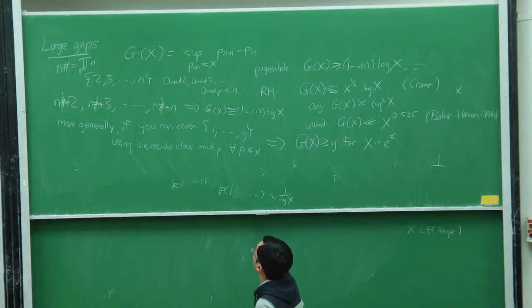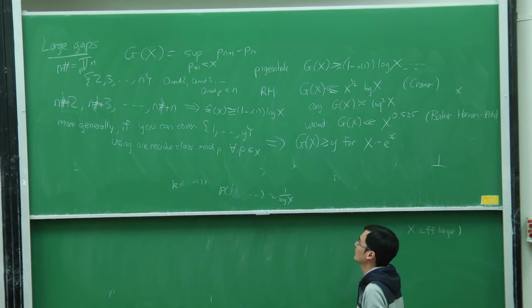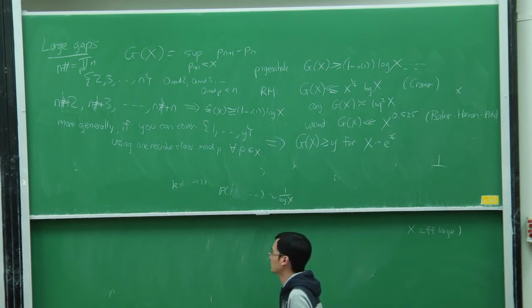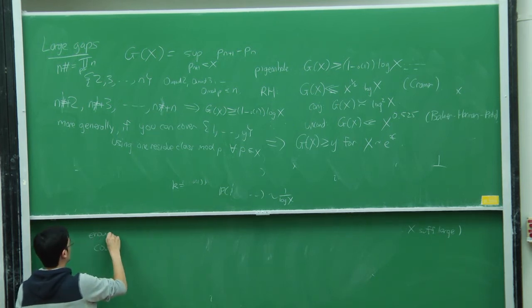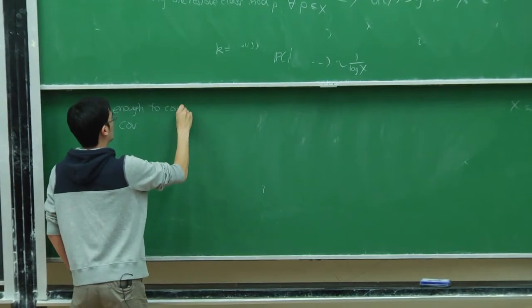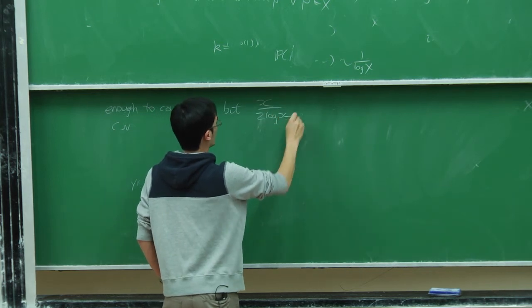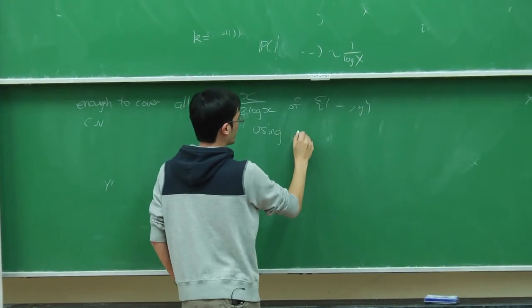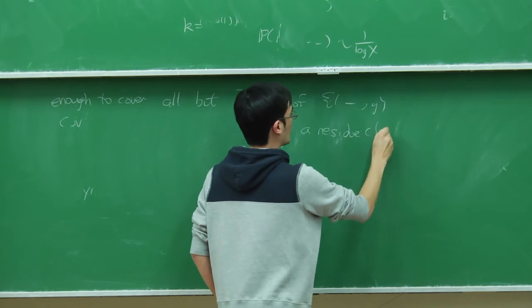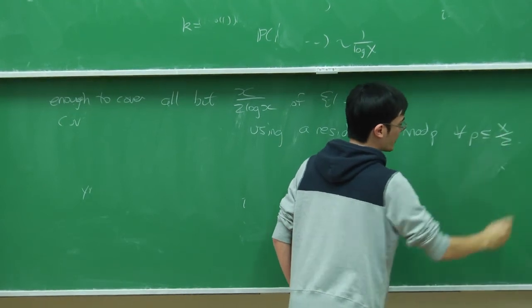So the first observation is that rather than having to shoot down all the ducks, it's enough to shoot down most of the ducks if you save some of your ammunition. It's enough to cover all but about x over 2 log x of 1 to y using a residue class mod p for all p not up to x but up to just x over 2.